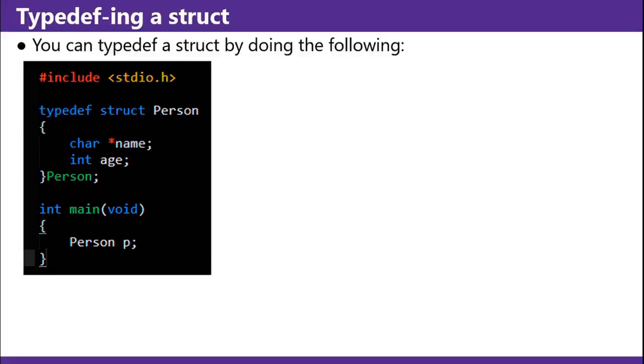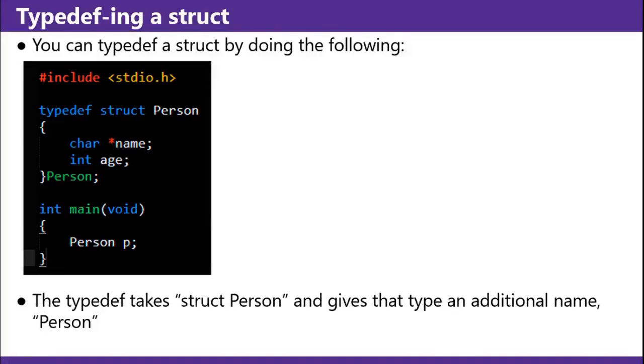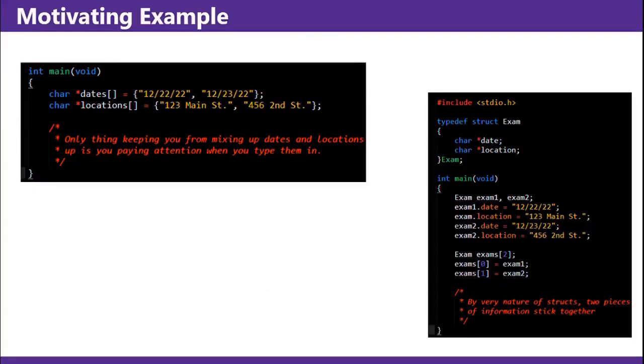Typedefing a struct. You can typedef a struct by doing the following: typedef struct person, and then putting person after the curly braces. The typedef takes struct person and gives that type an additional name, person, which is whatever you put after the curly braces.